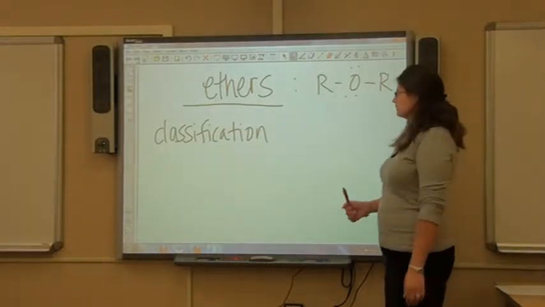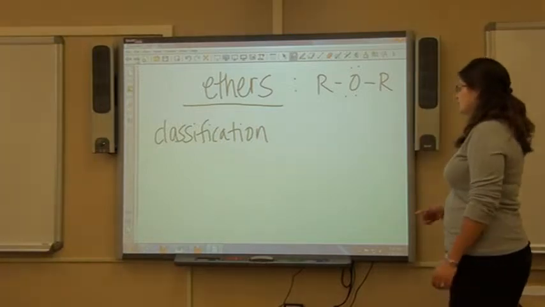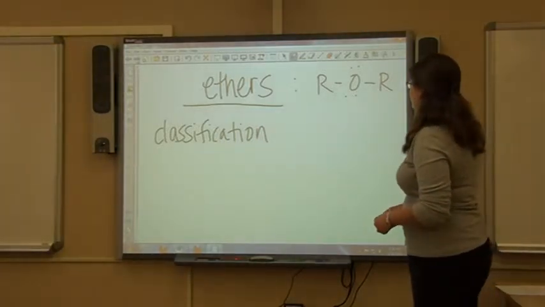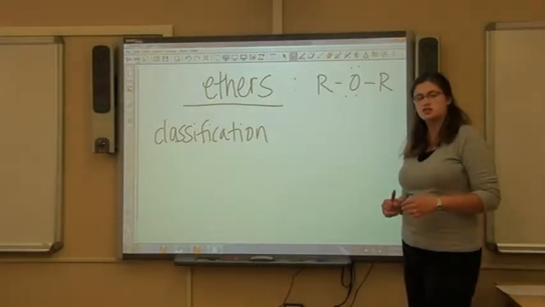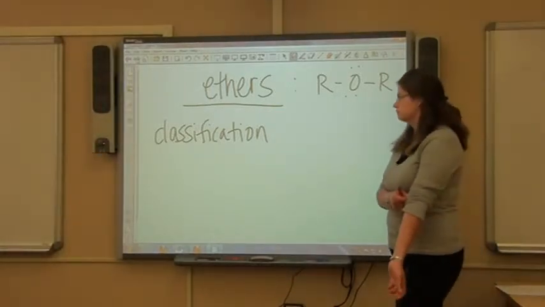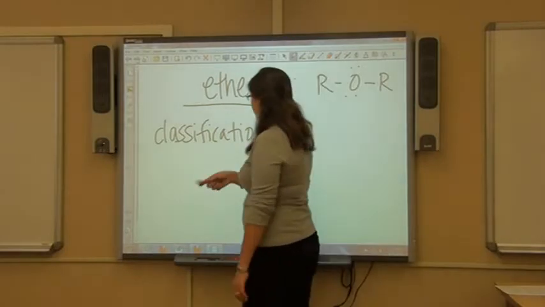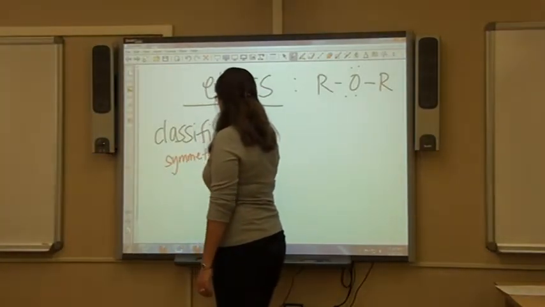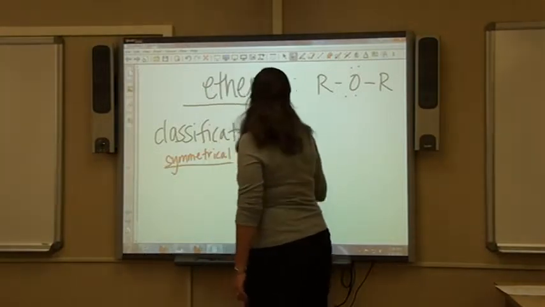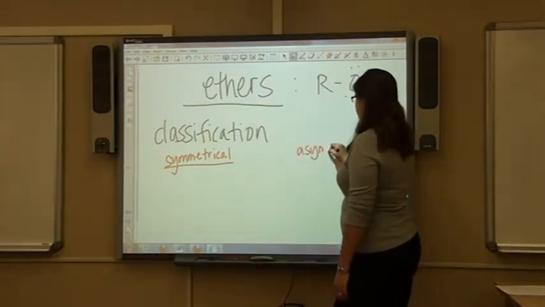Okay, ethers. Ethers are an interesting functional group. They are basically where you have an oxygen in the middle of a carbon chain. There are 2 different classifications of ethers. There are symmetrical ethers, and then there are asymmetrical ethers.